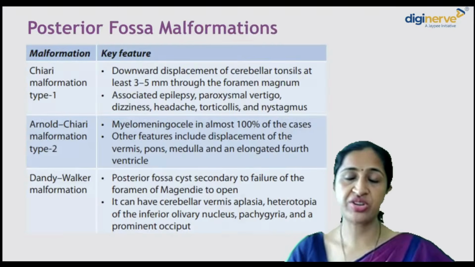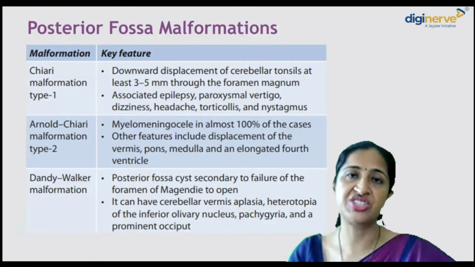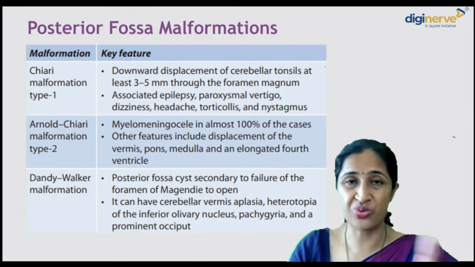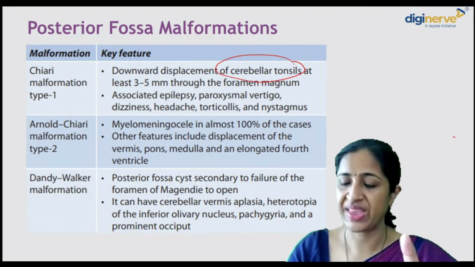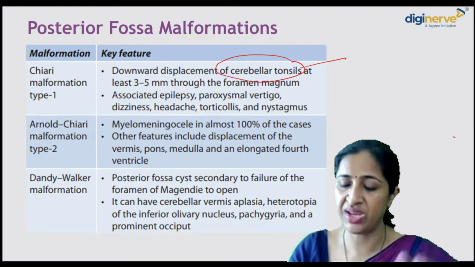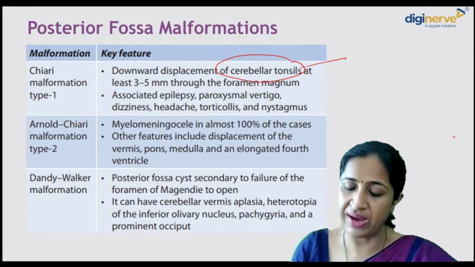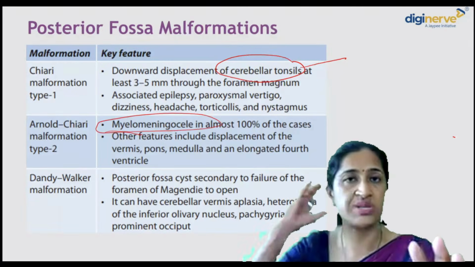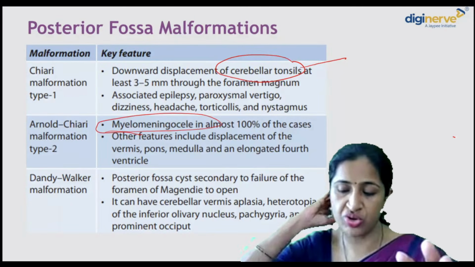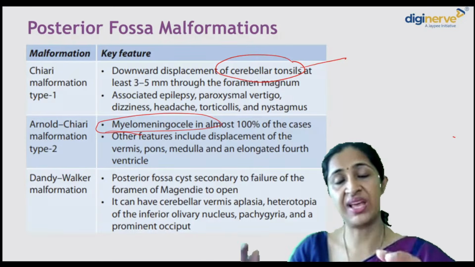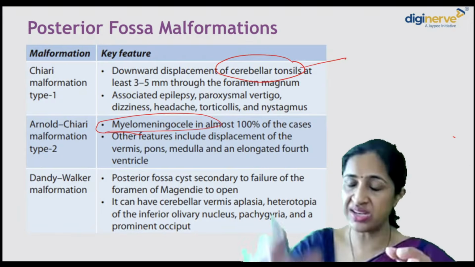Okay. Posterior fossa malformations, primarily 3: Chiari 1, Chiari 2, and Dandy-Walker. I told you, the cerebellum issues are essentially Chiari type 1. Arnold-Chiari type 2 will have, along with cerebellum, a meningomyelocele. That's what you should know. Type 2 has meningomyelocele, usually right up here or sometimes down. And Chiari type 1 has cerebellar tonsils displaced below.